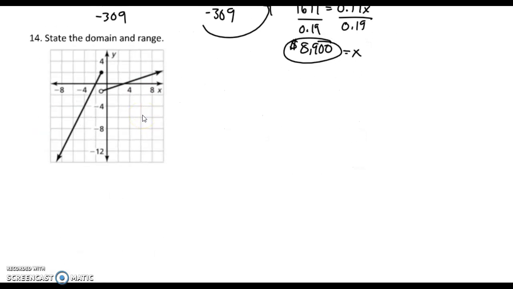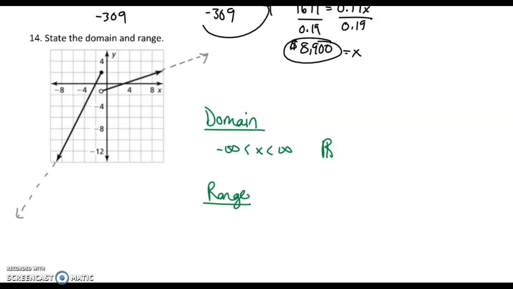Okay, domain and range. Remember, domain is how far it goes to the left. So it does go to the left forever, and it goes to the right forever. And there really isn't a hole. I know there's an open circle right here, but there's not a hole in the graph because at the same point, there's also a closed circle. So it does exist at this point. Even though it doesn't exist here, it does exist right here. So that means that it goes forever to the left and the right. So the domain is either negative infinity to positive infinity or all real numbers. All right, the range is also the same because it does go up and down forever. So it's negative infinity to positive infinity or all real numbers.